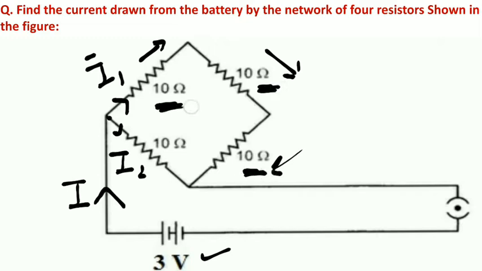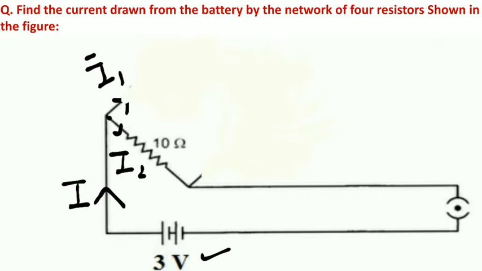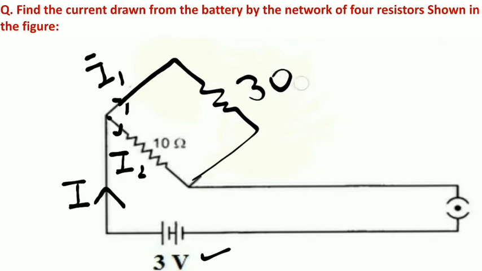We will remove these three resistors and place the resultant of them, because we have calculated the resultant of these three resistors. So let's see. We have removed these three resistors and the resultant of these three resistors is 30 ohm. Now this 30 ohm carries a current I1 and this 10 ohm carries a current I2.